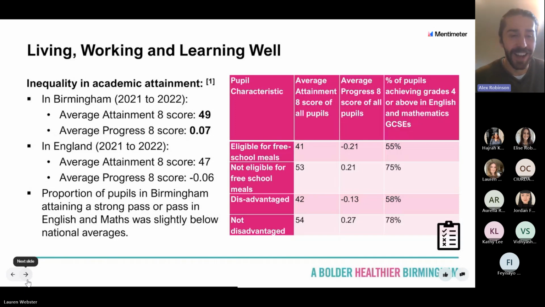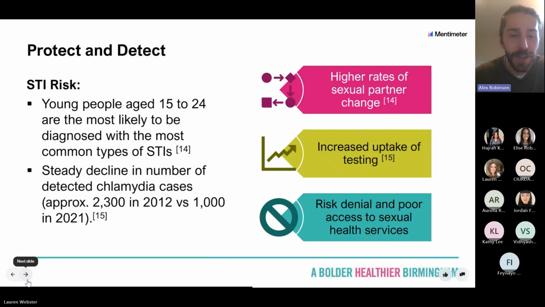Moving on to Protect and Detect. We're specifically going to look at sexual health. So young people aged 15 to 24 are the most likely to be diagnosed with the most common types of STIs. And some of the reasons for that include higher rates of sexual partner change. In Birmingham, the chlamydia detection rate in 15 to 24-year-olds was 182 per 100,000, and that's slightly higher than the national rate of 178 per 100,000.